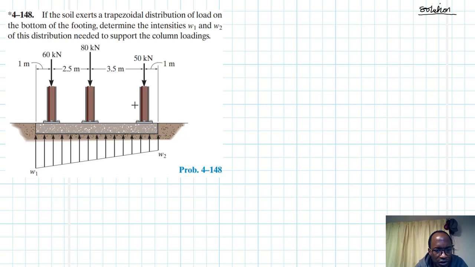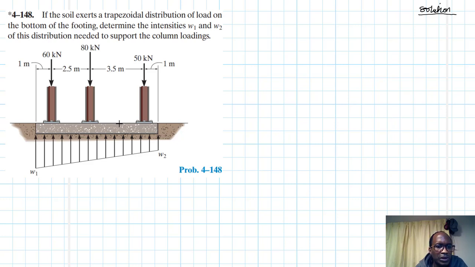So we have a footing and we have the reaction at the bottom of the footing. It's a trapezoidal distributed load, or a combination of a triangular and rectangular distributed load. We are now being asked to determine this W1 and W2, so that at the end of the day, there is equilibrium. All right.